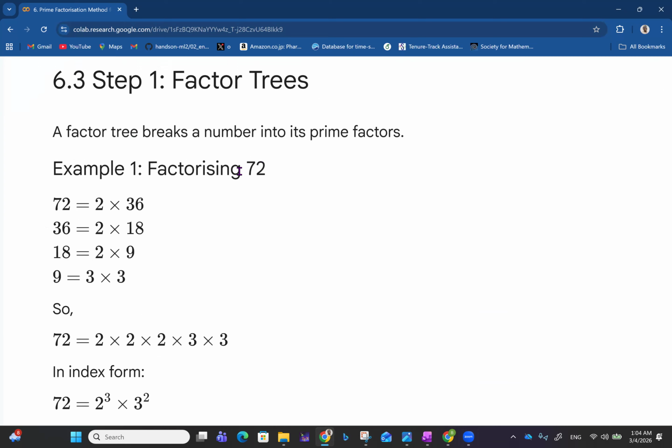So for instance, if you want to factorize 72, 72 is 2 times 36, 36 is 2 times 18, 18 is 2 times 9, 9 is 3 times 3. So at the end of the day, you have 2 times 2 times 2 times 3 times 3 as 72.